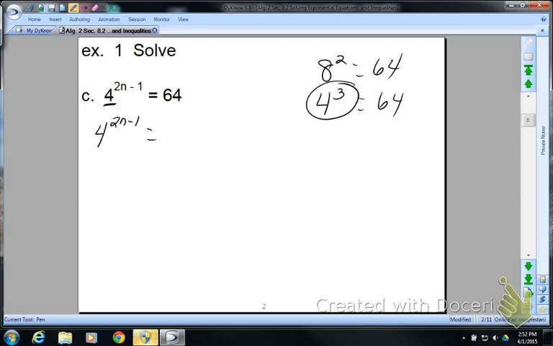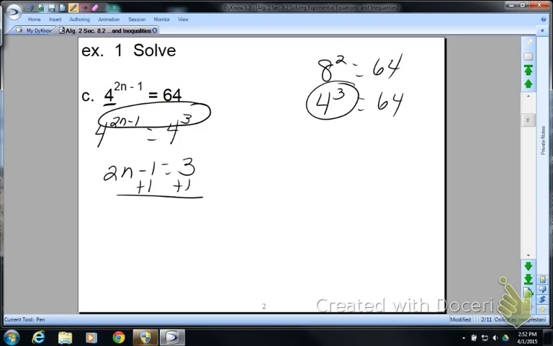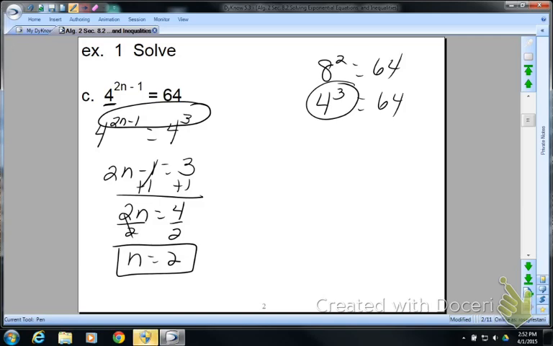So we're going to turn the 64 to 4 to the third. Now, once our bases are identical, we put our exponents equal to each other. And then solve. So 2n is equal to 4, divide by 2, so n is equal to 2. And once again, should you plug it in and check to make sure that the left side equals the right side? Yes.